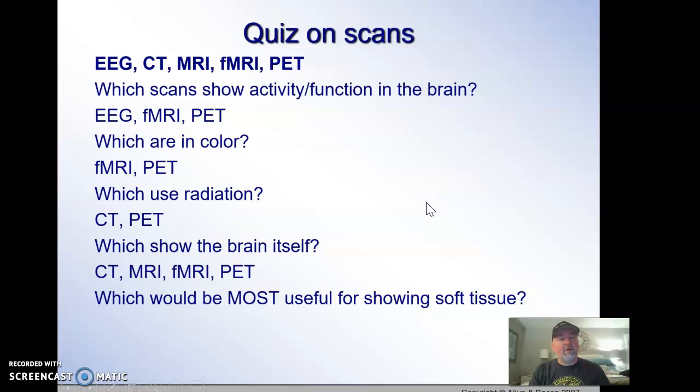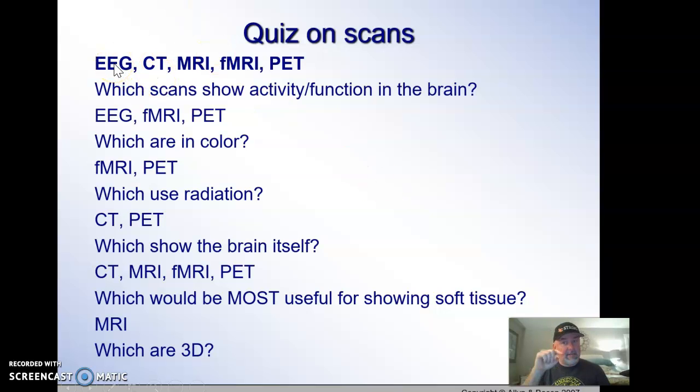And then which would be most useful for showing soft tissue? Again, we've got that MRI is going to be really, really precise. It's going to take a long time, but it's super nice. So you might want to go back and look through the previous video, but that's a nice little review. Which ones are 3D?